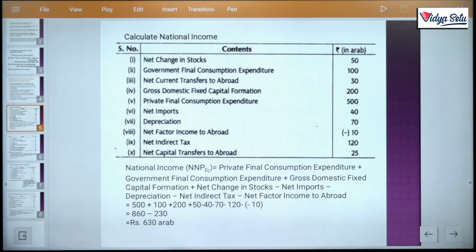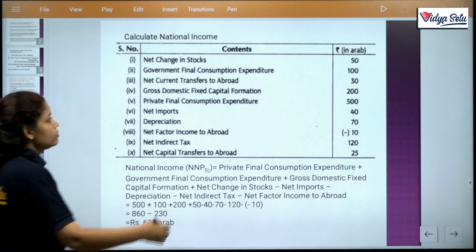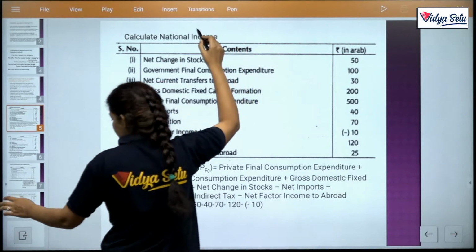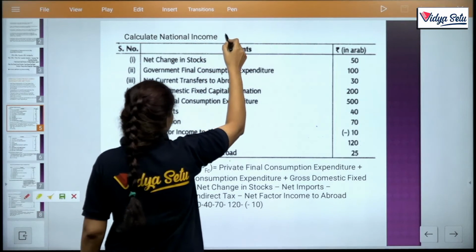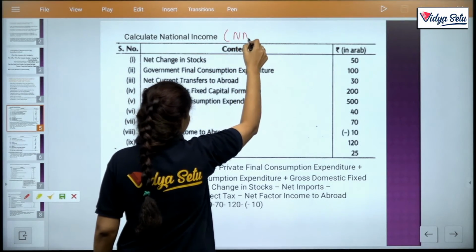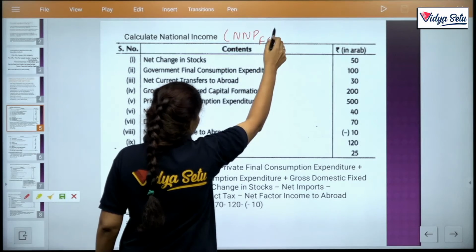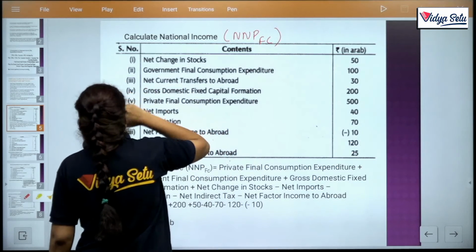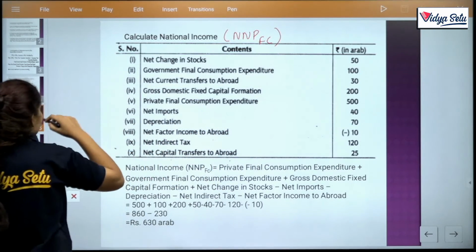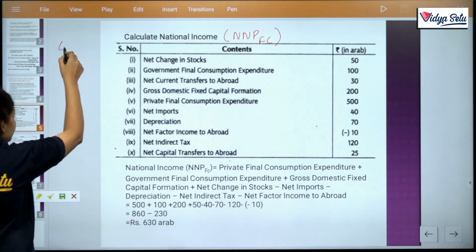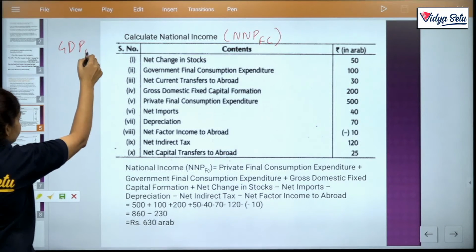This is your question. First of all, here we have to calculate national income. And what is national income? What is meant by national income? National income means NNPFC, and by the expenditure method we get GDPMP.